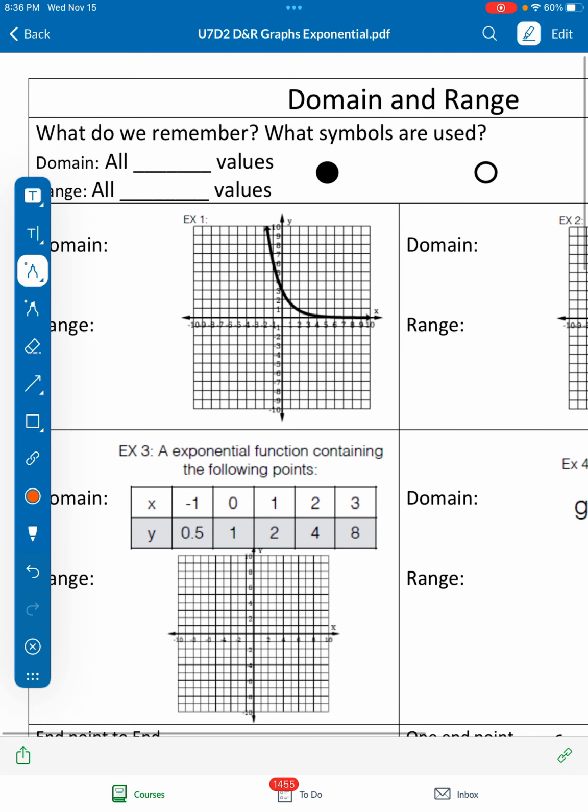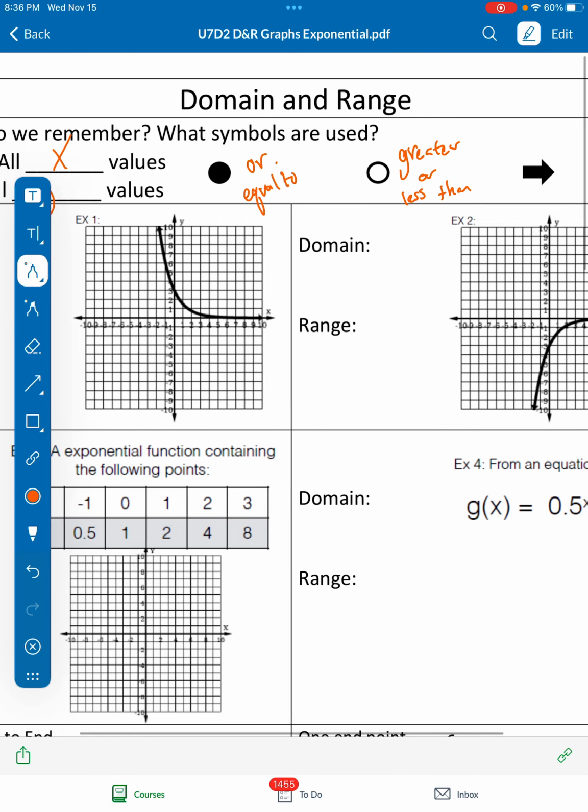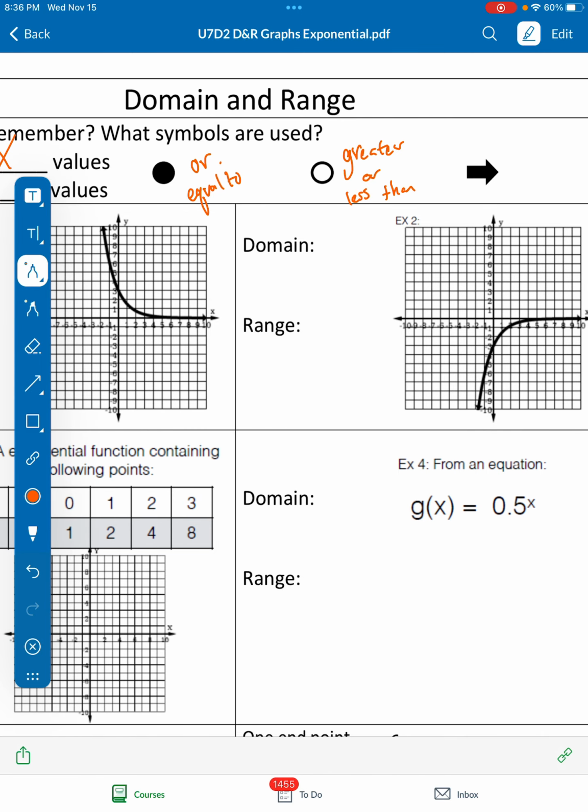Remember, some review: domain is all x values, range is all y values. If there is an endpoint that's a closed dot, that would be an or equal to sign. And if it's an open dot, it would just be greater than or less than. And the other option would be if it has an arrow, it means it goes on forever.